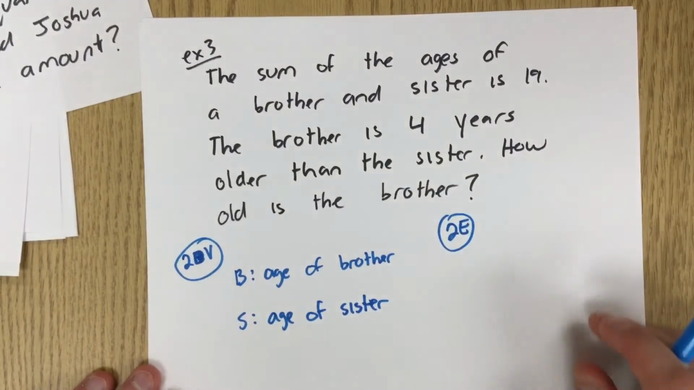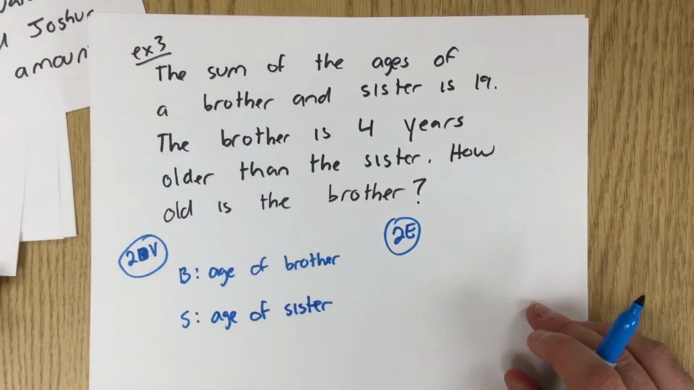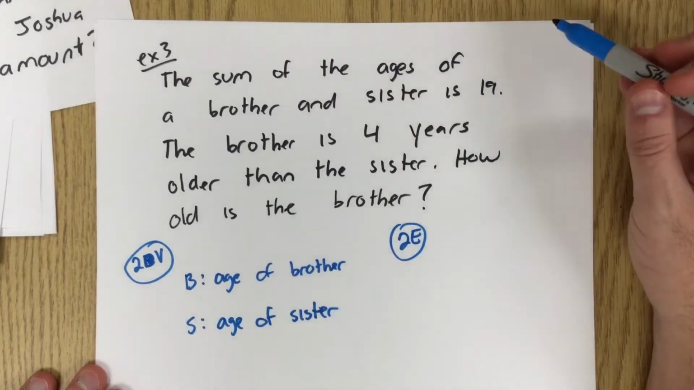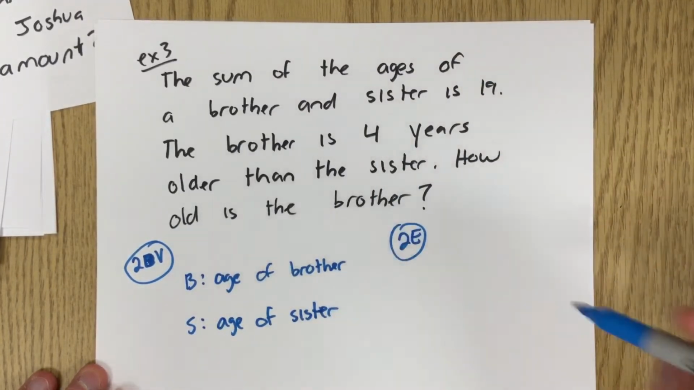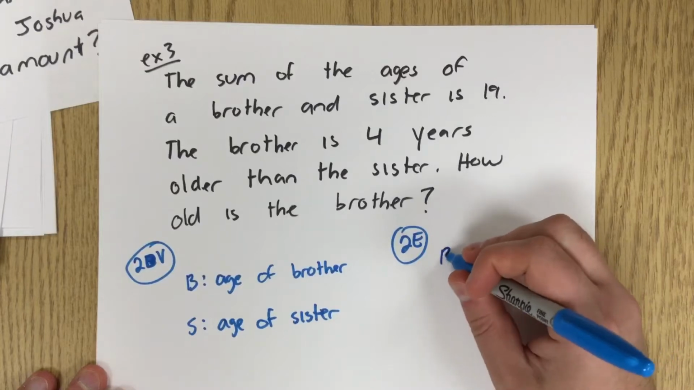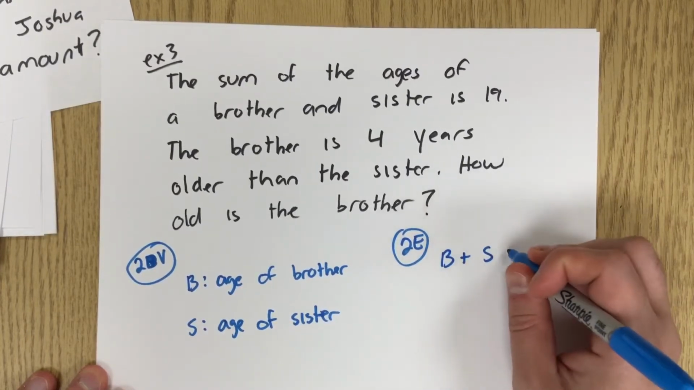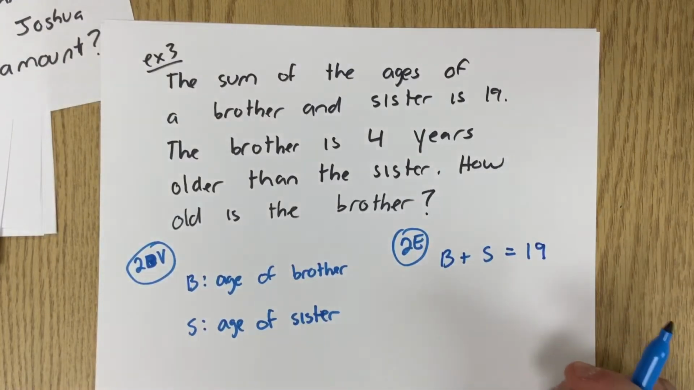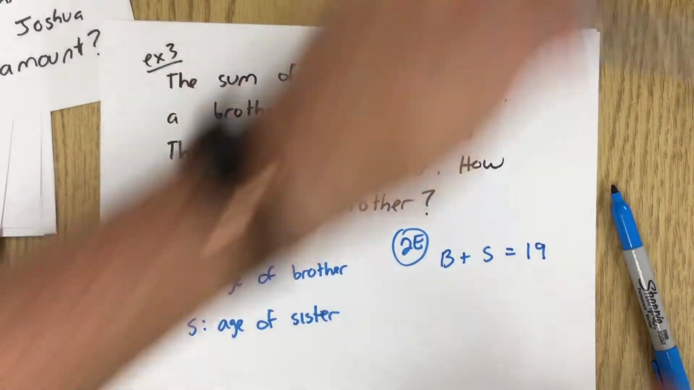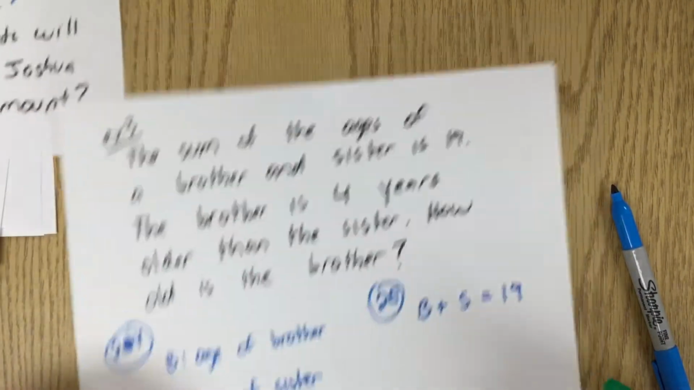So we have 2 equations we have to come up with. So what we have is the sum of the ages is 19. So if we add up these ages, we get B plus S, the age of the brother plus the age of the sister, is 19. The brother is 4 years older than the sister. This is trickier than it looks. I'm going to kind of go to a side here.